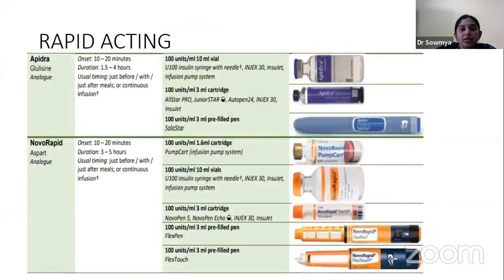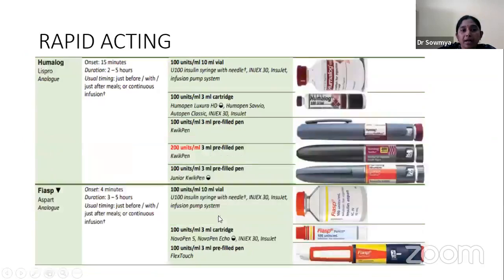So we can visualize some of the insulins. These are the rapid acting insulins. This is the glulisine analog. Here you can see the pre-filled pen. This is the cartridge, and this is the insulin syringe with needle. This is the insulin syringe with needle used in the infusion pump. Next, NovoRapid, that is the trade name for the aspart analog. Here the onset is around 10 to 20 minutes. Various delivery systems we can see. It is available as a cartridge used for infusion pump, vials, and pen. So these are the rapid acting.